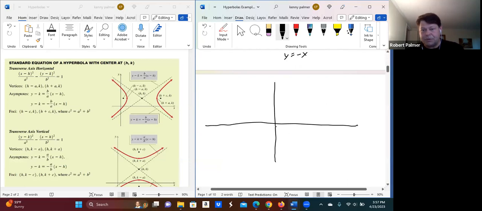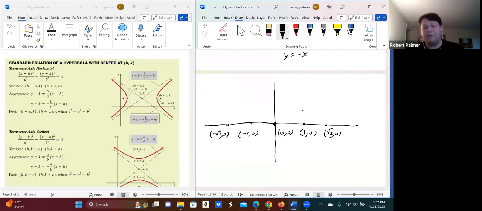Okay. So our center is at 0, 0. We have vertices at 1, 0 and negative 1, 0. And then we have foci at square root of 2, 0 and negative square root of 2, 0. And then we also have asymptotes, y equals x and y equals negative x. And once again, those should be dotted lines here. So let me make that a little bit better. This is y equals positive x, and y equals negative x on the other side.